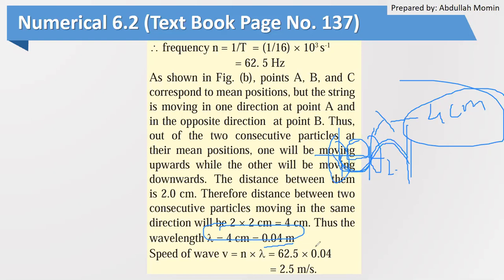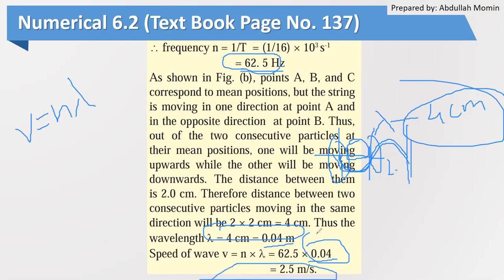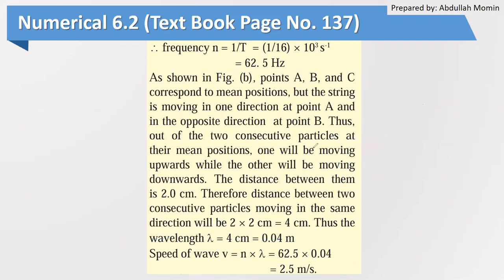Now we are supposed to find out the speed of the wave, and we all know that the speed of the wave is v equal to n lambda, and the value of n is 62.5 and the value of lambda is 0.04. When you multiply 62.5 with 0.04, you will get 2.5 meter per second. So the speed of the wave is 2.5 meter per second. So this is your second numerical of this chapter.